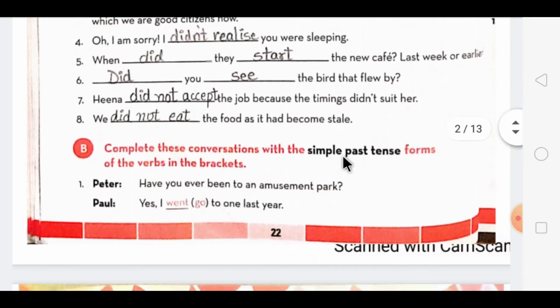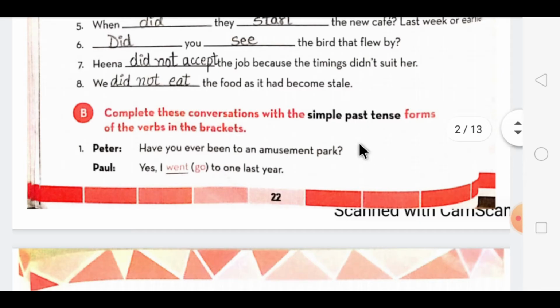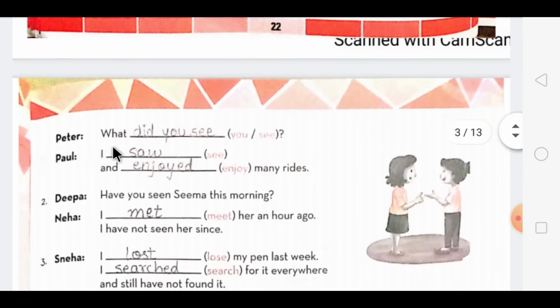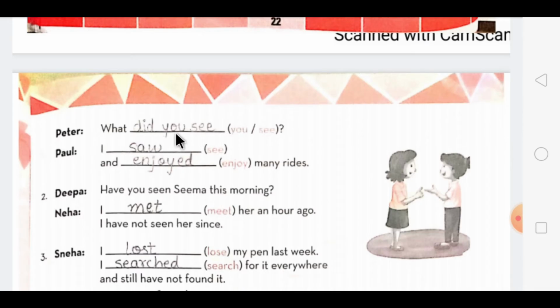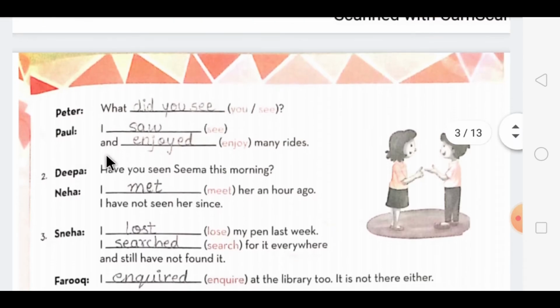Now, dear students, in the next exercise also you have to use the simple past tense form of the verbs which are given in the bracket. The first one is a conversation which is going on, in that you have to use the simple past tense. Peter says, have you ever been to an amusement park? He is asking a question. So Paul replies, yes, I went to one last year. The V2 form of go will be went. Then Peter asks, he is asking a question, so you will use the word did with the subject you. What did you see? Then Paul is answering, I saw and enjoyed many rides. In this, you have used the V2 form of the words which are given in the bracket.